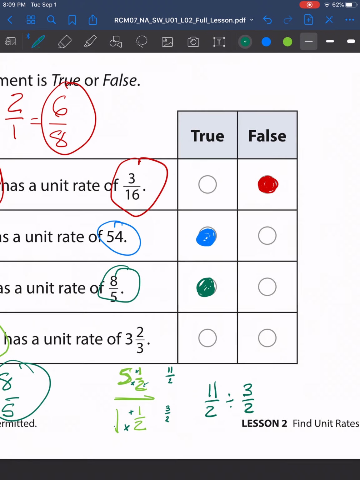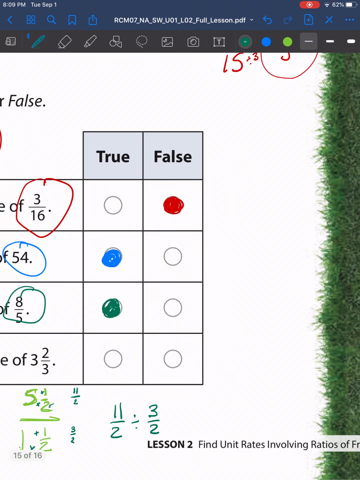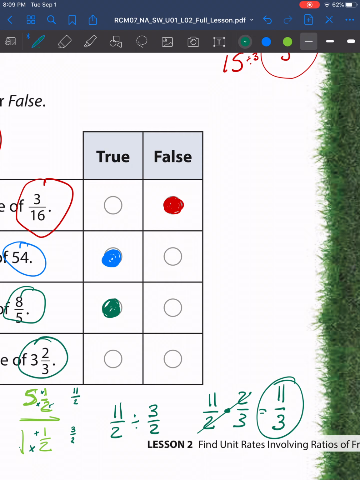Now when I divide by fractions, I have to skip it, I have to flip it, and I have to multiply. 11 halves times 2/3, okay? These two cancel out, so I have 11 thirds. Now you're probably thinking, hold up, that doesn't match that. But this is still an improper fraction. 11 thirds is improper. We got to turn 11 thirds into a mixed number.